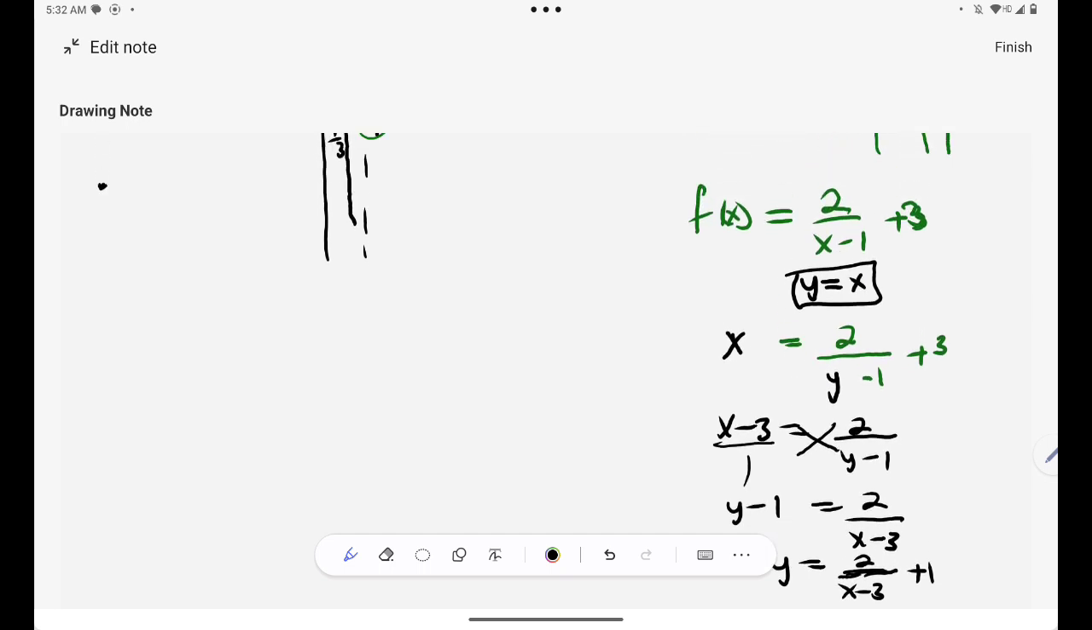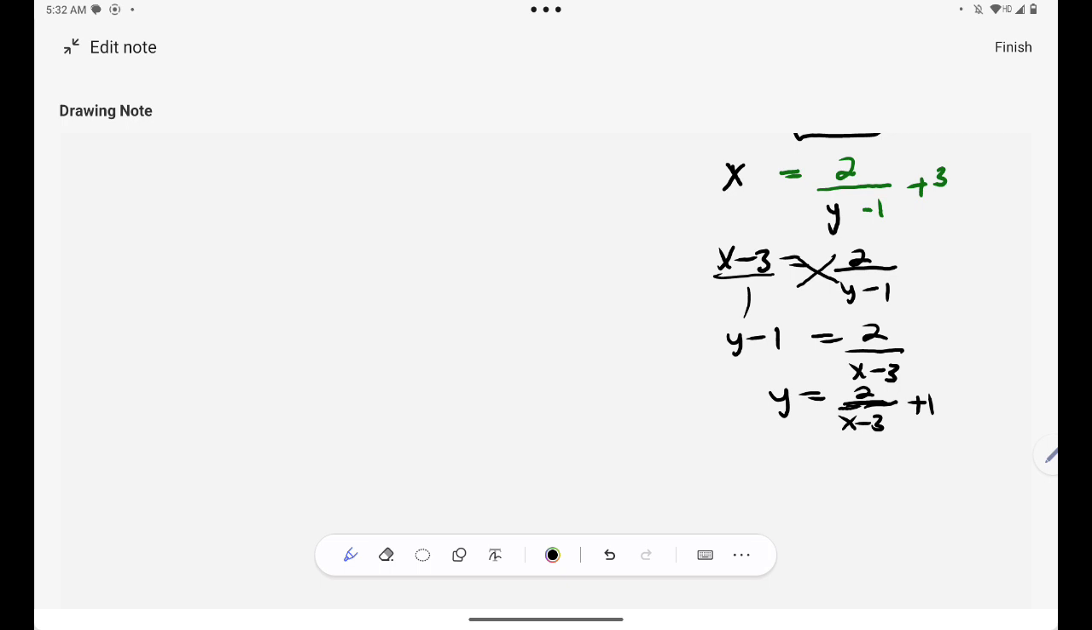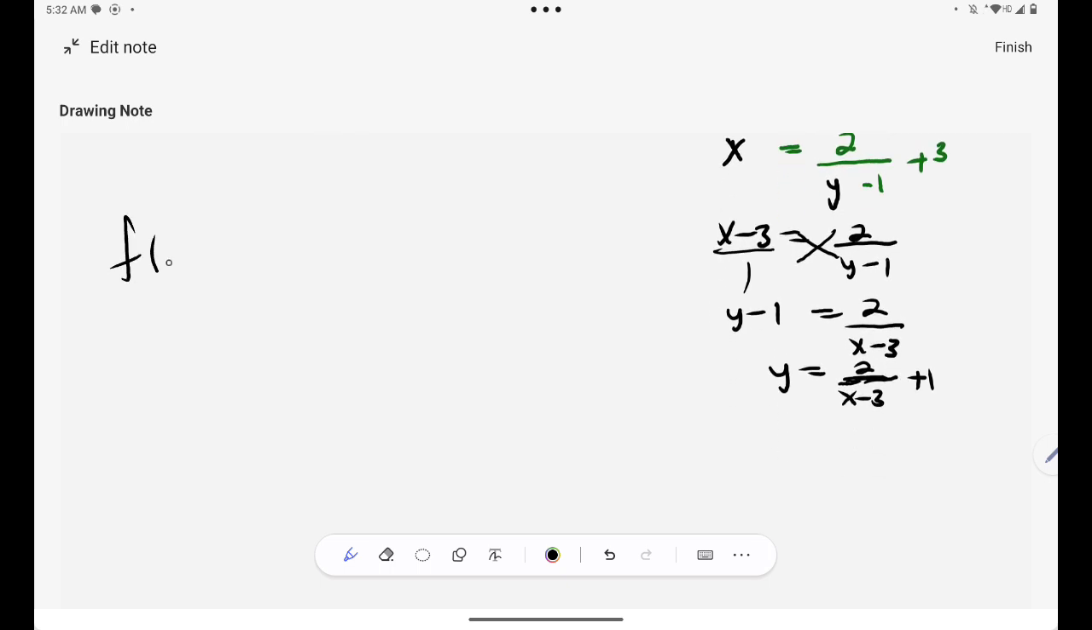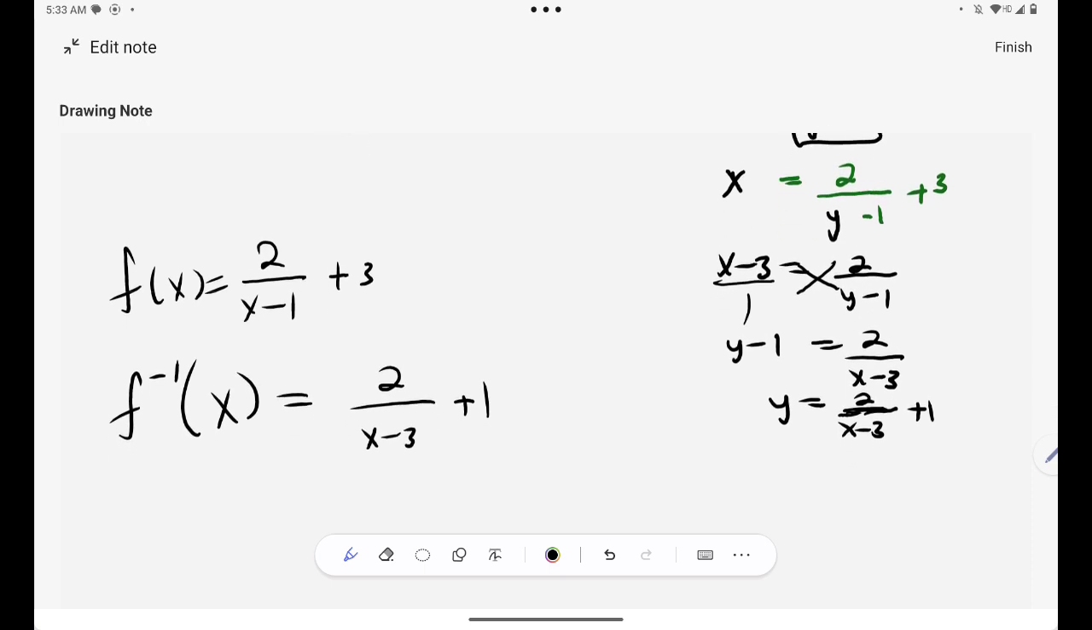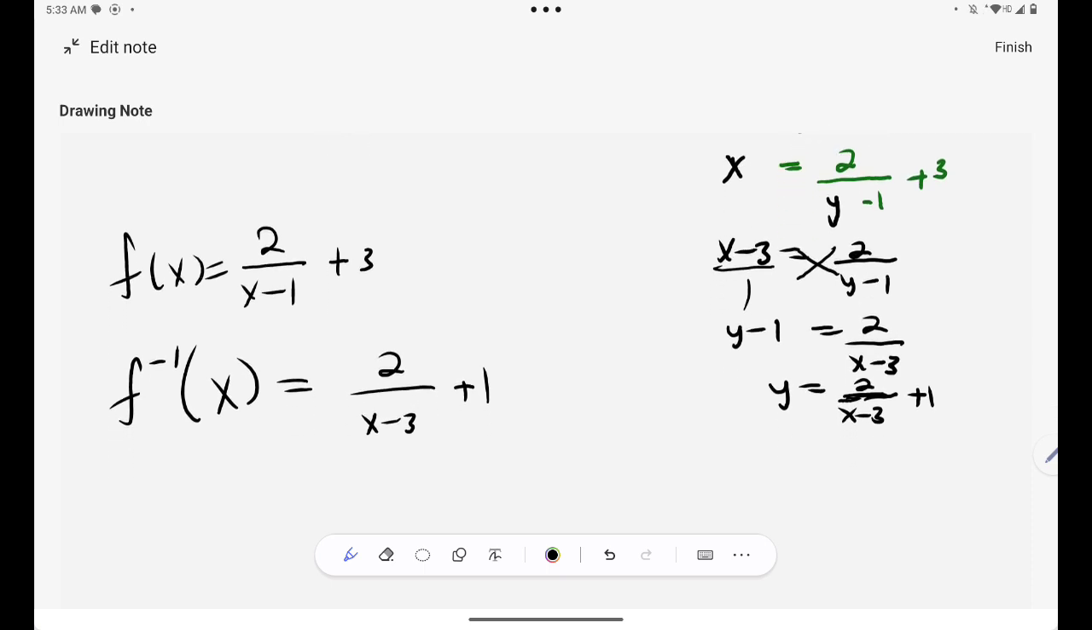Okay, if we can check, this is my inverse graph, okay? Let me write, my f of x was equal to 2 over x minus 1 plus 3. My inverse graph is equal to 2 over x minus 3 plus 1. Are you together? Initially, my vertical asymptote was this one. But now this thing is my horizontal asymptote. Are we together? And my horizontal asymptote was 3. Now 3 is my vertical asymptote.